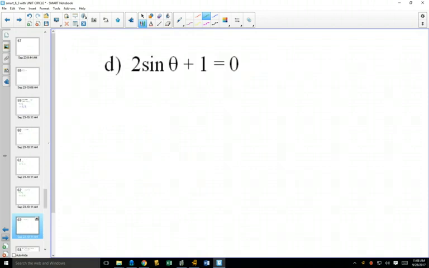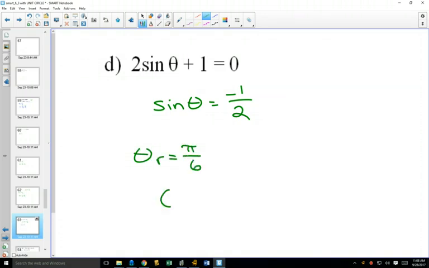2 sine theta plus 1 equals 0. Well, let's get the sine theta by itself. So we'd have to subtract the 1 and divide by 2. Are you okay with doing those two steps at the same time? Sine theta is negative 1/2. Is 1/2 ever your y coordinate? Yes. So what's our family? What's our reference angle? Pi over 6.